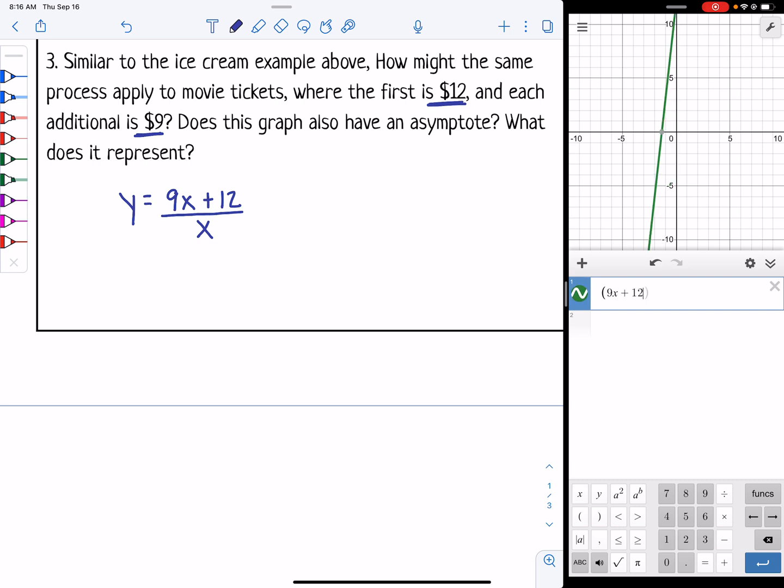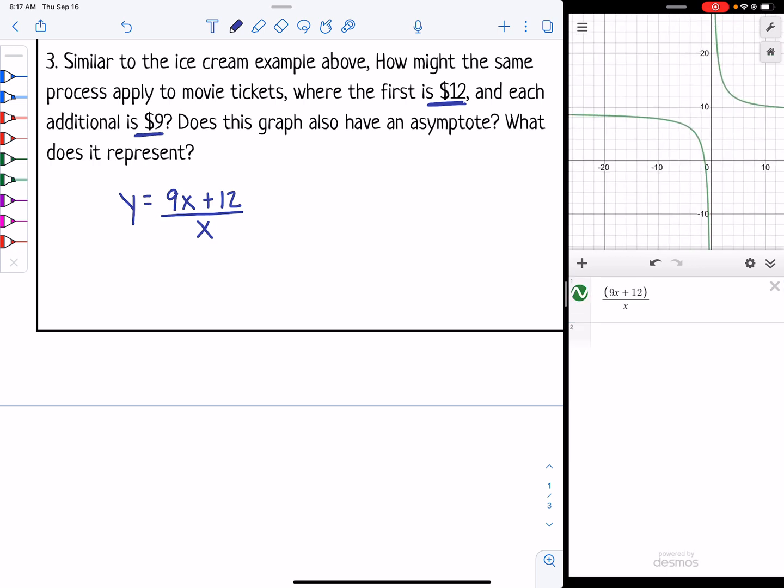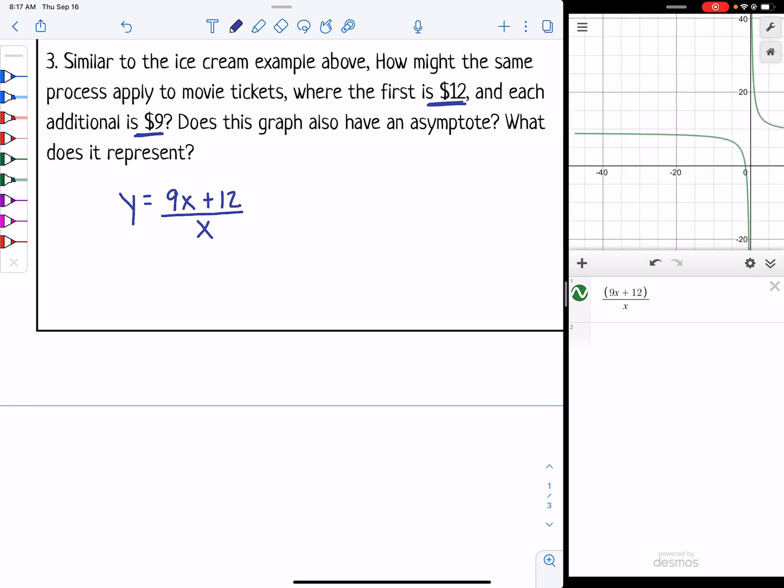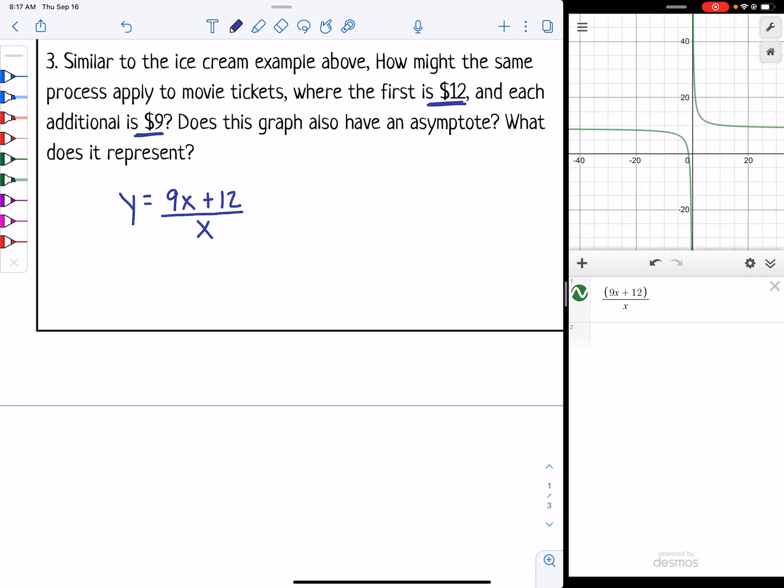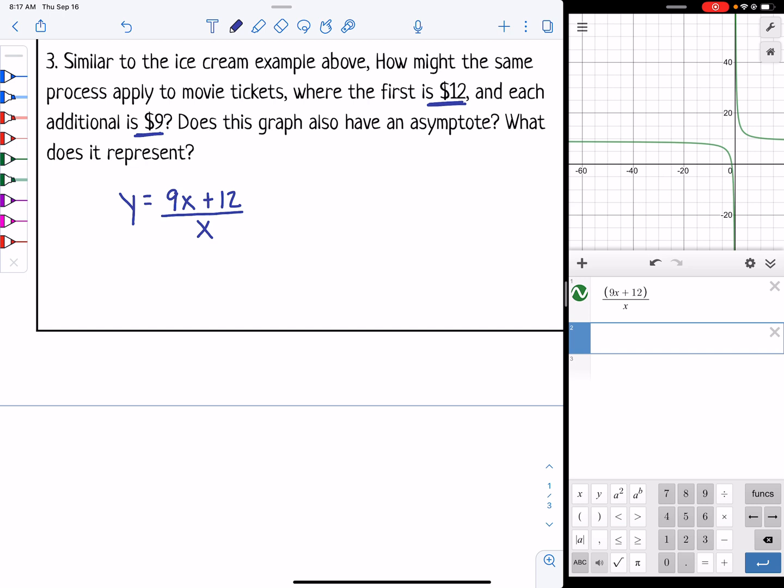And then you can type that into Desmos and check out where your asymptote would be. And we'll talk about that some more. So let's type in 9x plus 12 divided by x. All right, so we can see that the horizontal asymptote looks like it's at y equals 9. And the reason it's going to always be that number is because as you buy more and more tickets, the price really still approaches that 9. The 12 gets divided up as many times as you have tickets.